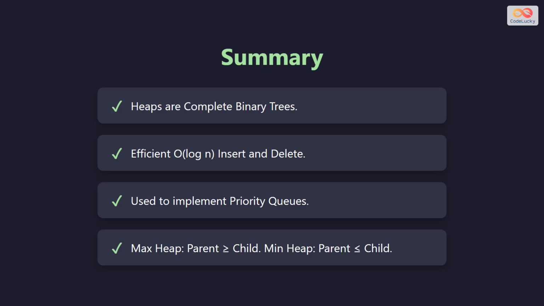To summarize, remember that heaps are complete binary trees used to efficiently implement priority queues. They offer fast insertion and deletion. Keep in mind the difference between max and min heaps, as picking the right one is often the key to solving algorithmic problems.